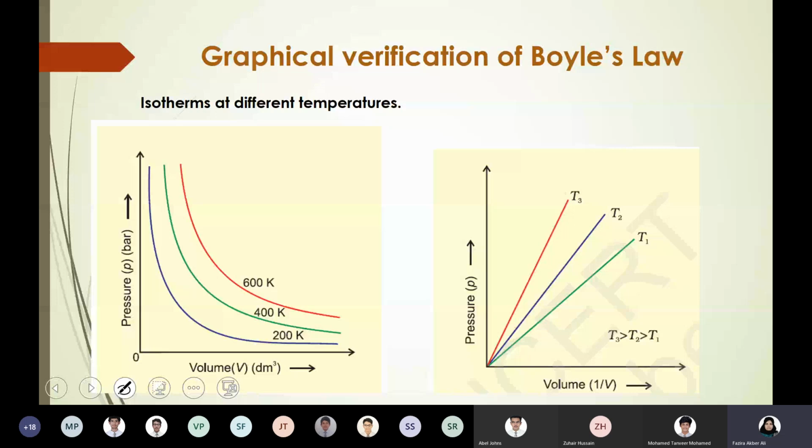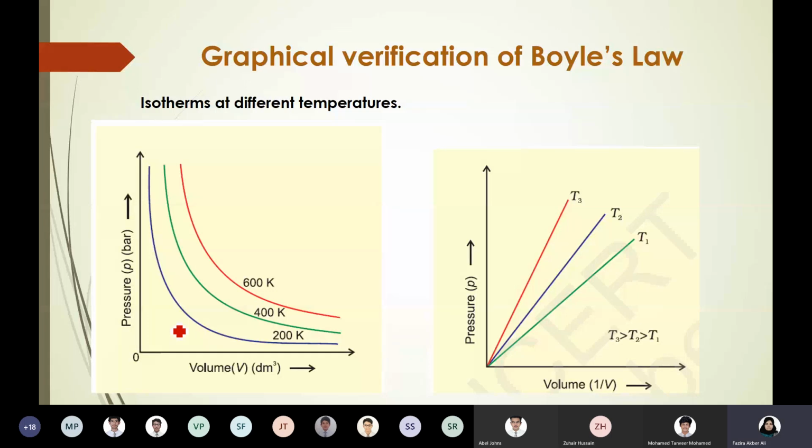Then we discussed the graphical verification of Boyle's law, and we discussed two different graphs. The first graph is a pressure versus volume graph, drawn at different isotherms. Isotherm means a graph plotted at constant temperature. So the red curve is at 600 Kelvin, the green one is at 400 Kelvin, and the violet one is at 200 Kelvin. They are isotherms, meaning the values are plotted at constant temperature.